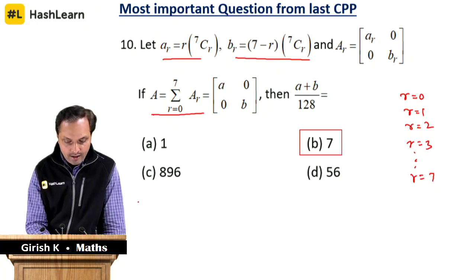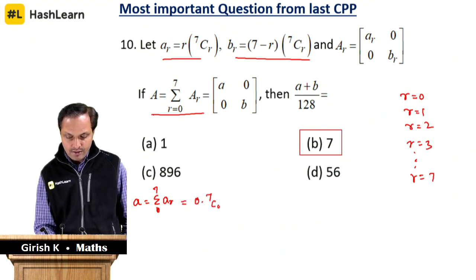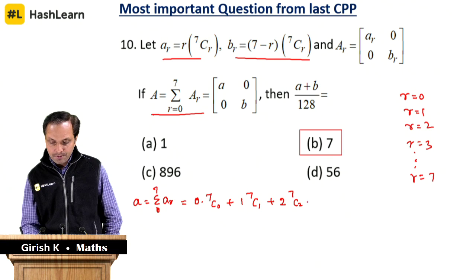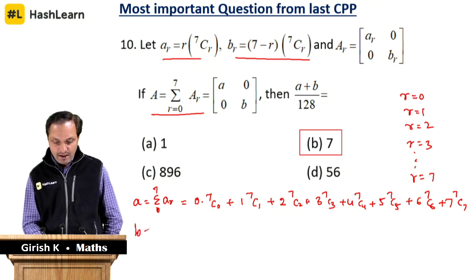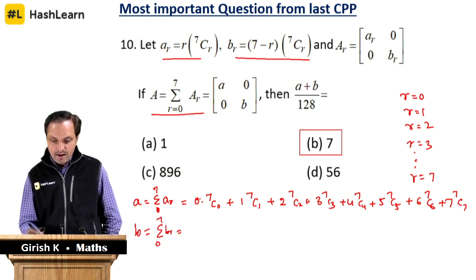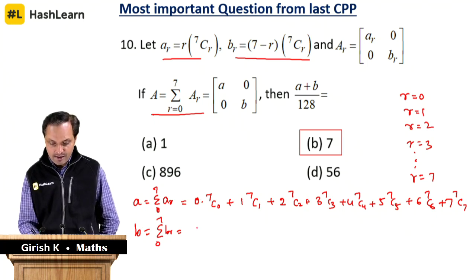So A is summation of AR from 0 to 7. When you put it, what happens here: 0 into 7C0, 1 into 7C1, 2 into 7C2, 3 into 7C3, 4 into 7C4, 5 into 7C5, 6 into 7C6, 7 into 7C7. Similarly B is summation from 0 to 7 of BR. When you put R as 0, because it is starting from 0, 7 minus 0 is 7, so 7C1, 7C0.